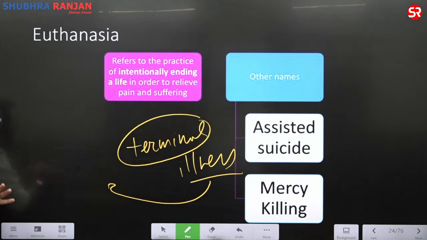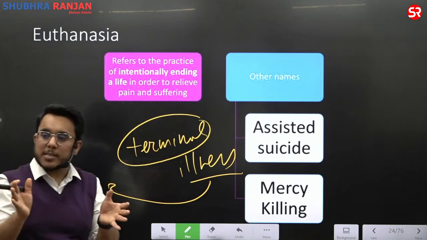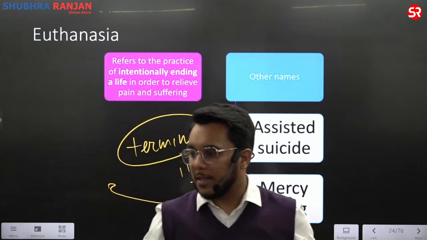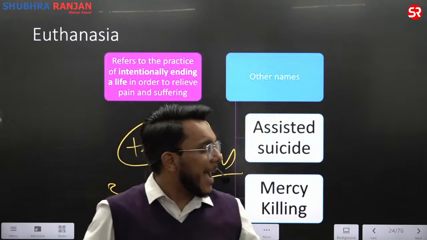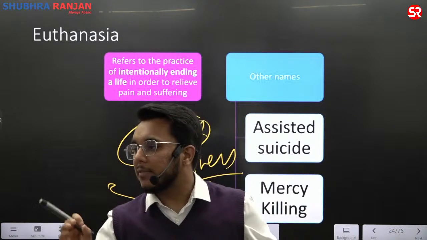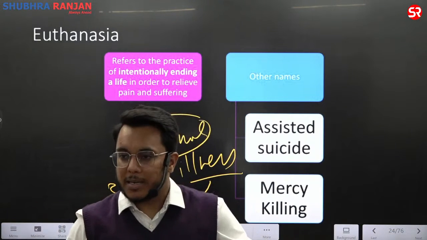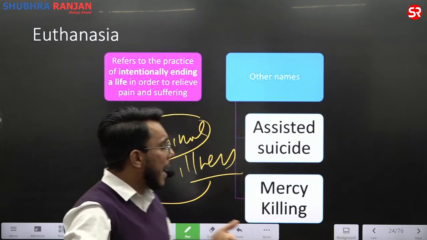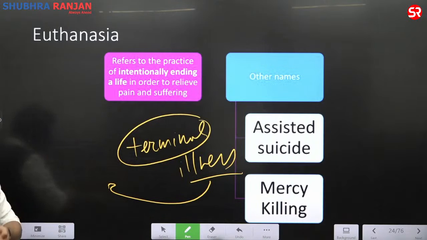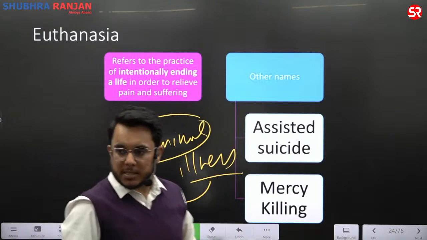Now, that particular person is kept alive on the basis of some kind of a machine, some kind of equipment, for example, a ventilator. Now, that person is actually suffering every day. Are you getting it or not? That person is suffering every day. Every day, that person is in pain. So sometimes it is thought that it is better to give that person a dignified death. Let's end the life of that particular person.